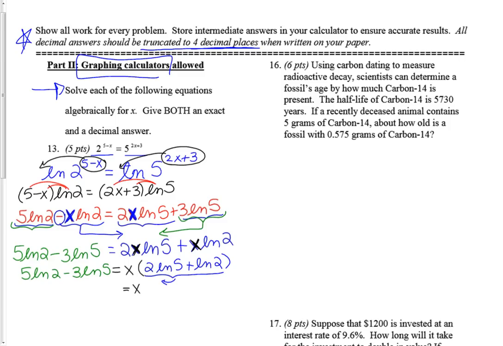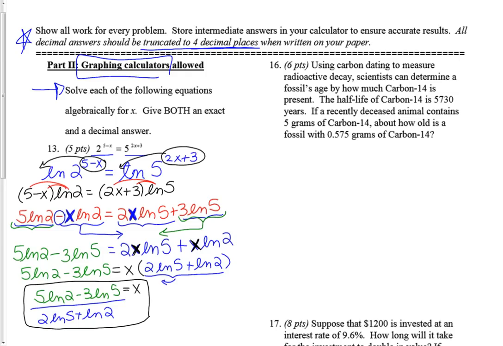So I just covered up that other problem for a second. On the left, I had my 5 ln of 2 minus 3 ln of 5. And then I divided this 2 ln of 5 plus the ln of 2 over to the other side. So I'm not going to worry about the fact that this is not pretty. This is my answer. You might have gotten the answer written in a different form.